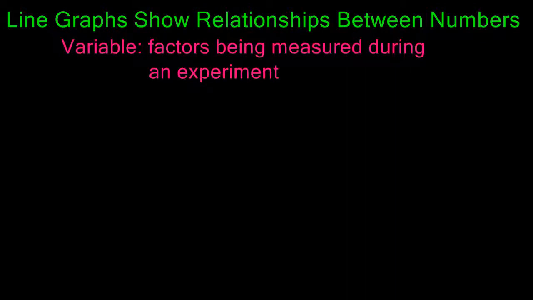We always are going to have variables in our experiments. These are the factors that are being measured. Our independent variable is the value that we know before the experiment is done. The dependent variable is the variable that is unknown before the experiment is done, and this is what we're measuring during our experiment.